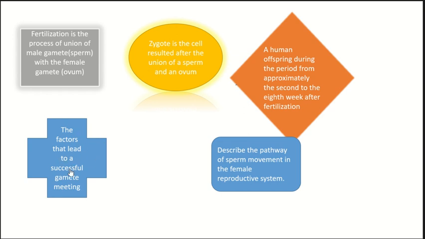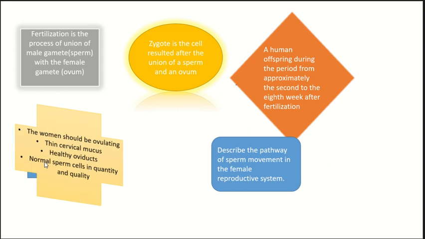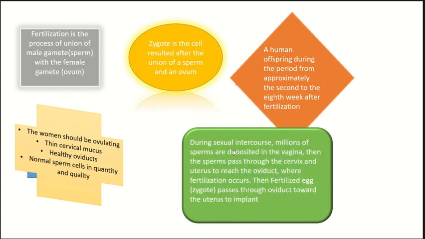What are the factors that lead to a successful gamete meeting? As we said, the woman should be ovulating, should have thin cervical mucus and healthy oviducts, and in the male we have normal sperm cells in quantity and quality. Describe the pathway of sperm movement in the female reproductive system. We can say that during sexual intercourse, millions of sperms are deposited in the vagina. Then the sperms pass through the cervix and the uterus to reach the oviduct where fertilization occurs. Then the fertilized egg, which is the zygote, passes through the oviduct toward the uterus to implant.